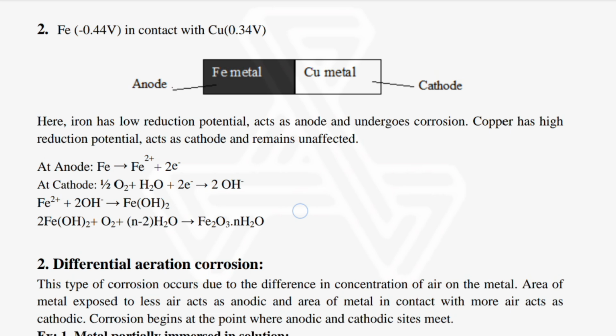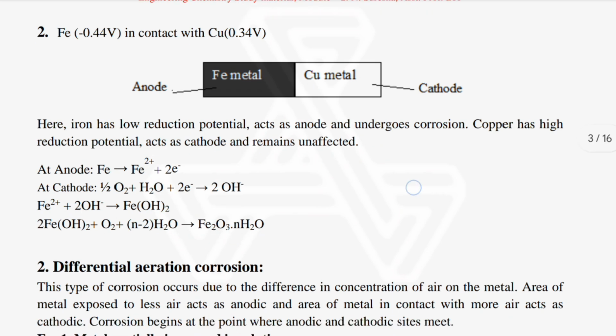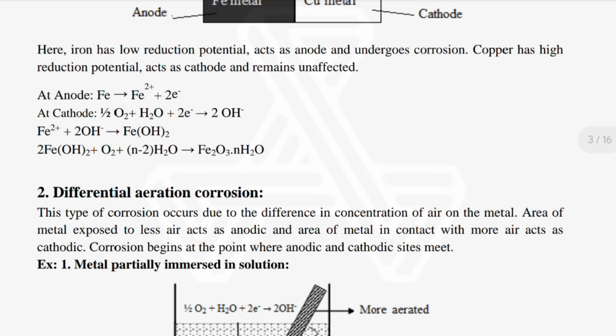Iron here, copper having the positive 0.34 volts, positive reduction potential. Iron has low reduction potential compared to copper, acts as anode and undergoes corrosion. Copper has high reduction potential, acts as cathode and remains unaffected.